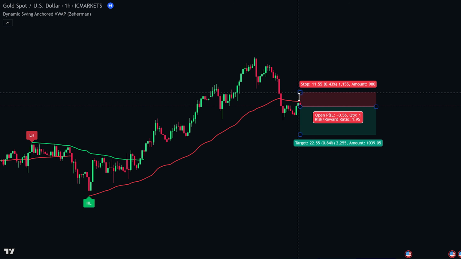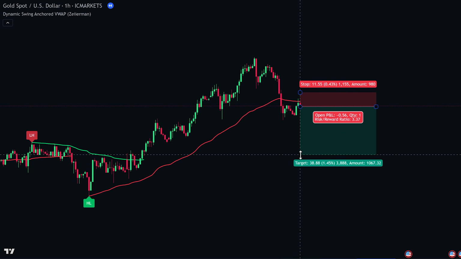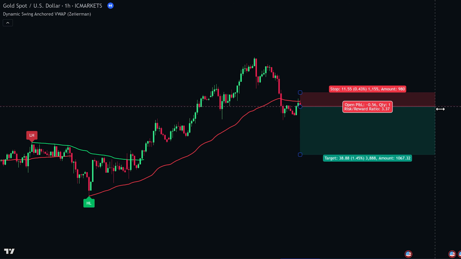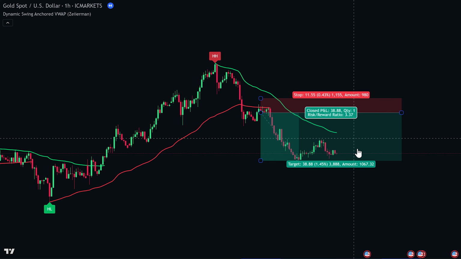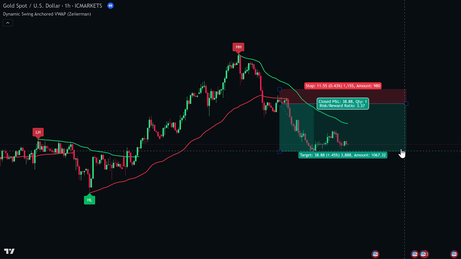Put your stop just above VWAP to limit risk. The first target is the last swing low, with more if the market continues dropping. This trade gives you confirmation that VWAP has switched roles, from support into resistance, making the short setup higher probability and easier to manage.